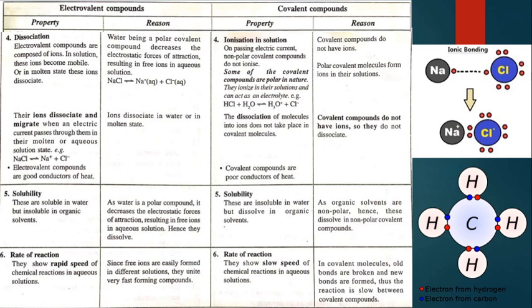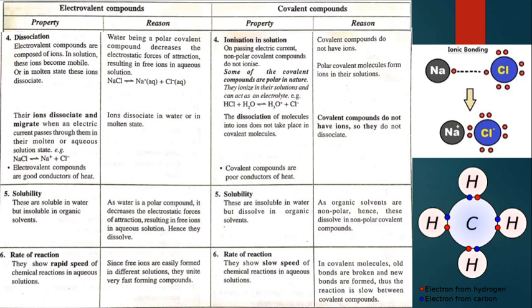What about covalent compounds? Solubility: these are insoluble in water but dissolve in organic solvents. As organic solvents are non-polar, these dissolve non-polar covalent compounds. These covalent compounds are generally non-polar. When it is non-polar, dissociation or ionization is not possible. Because of this reason, they are insoluble in water but dissolve in organic solvents.